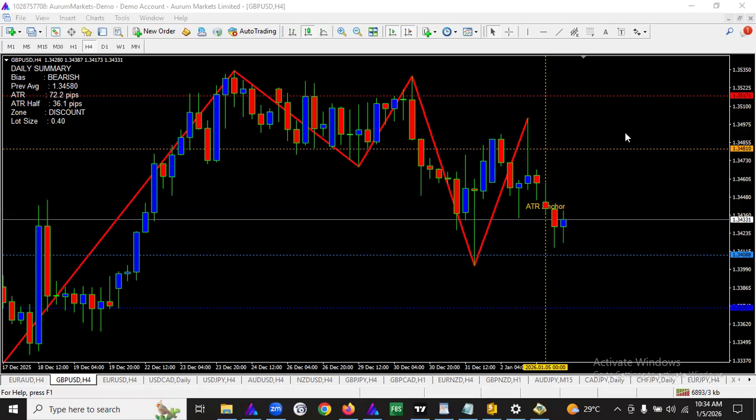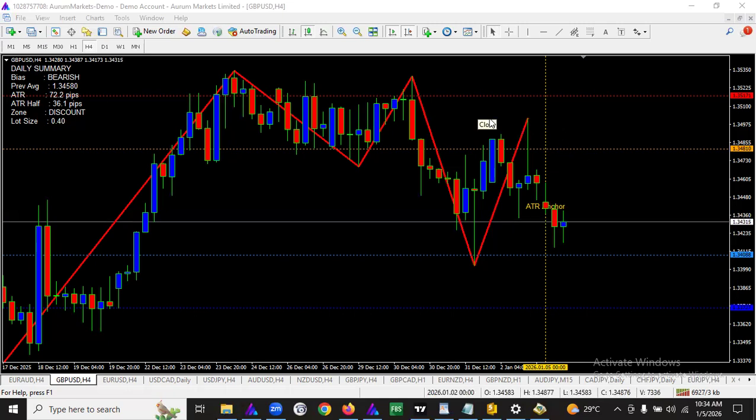So if you have $1,000 as your equity, then you should be looking at 0.04 or something like that. 2% of your 1,000 will be $20. Yes, that will be 0.04. You are correct.